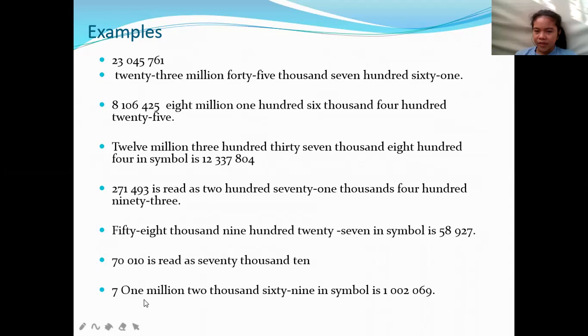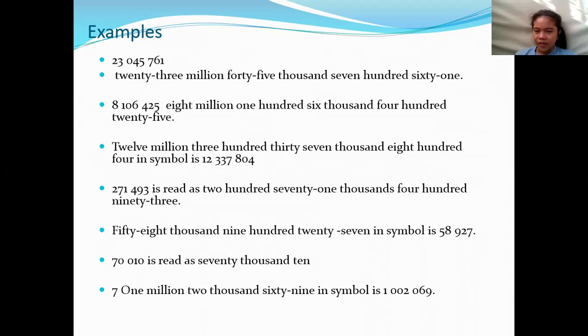Next, 7. 1,269,000 in symbol. There is a typo error on number 7. So we have 1,02,069. So this is it. 1,02,069. Number 7 was not finished; it is a typo error.